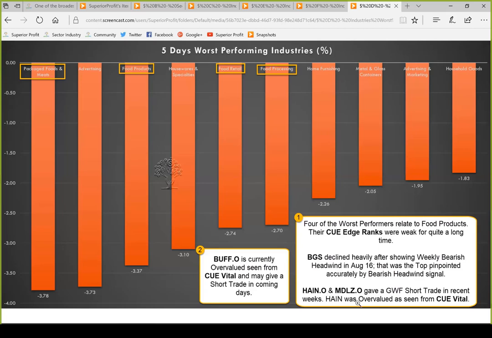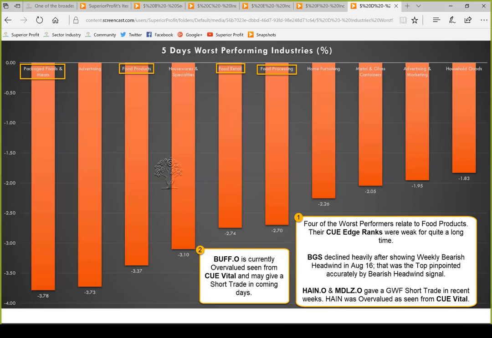Looking at a few more stocks in the food related industry, we see that HAIN and MDLZ gave go with flow short trades in recent weeks. HAIN was overvalued as seen from QVITA. Let's look at these charts, HAIN and MDLZ. Remember, we saw that their QH ranking was magenta, bearish. So we were only going to take short swing trades. And if we were running sonar regularly, then we could catch these two profitable short trades, HAIN and MDLZ.